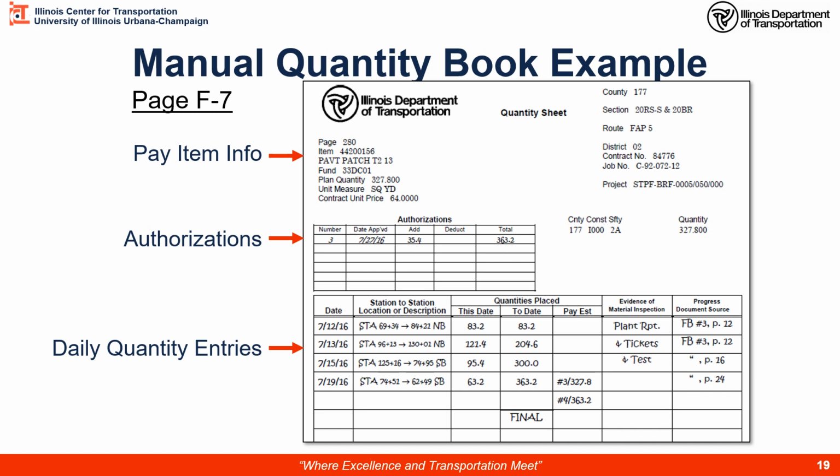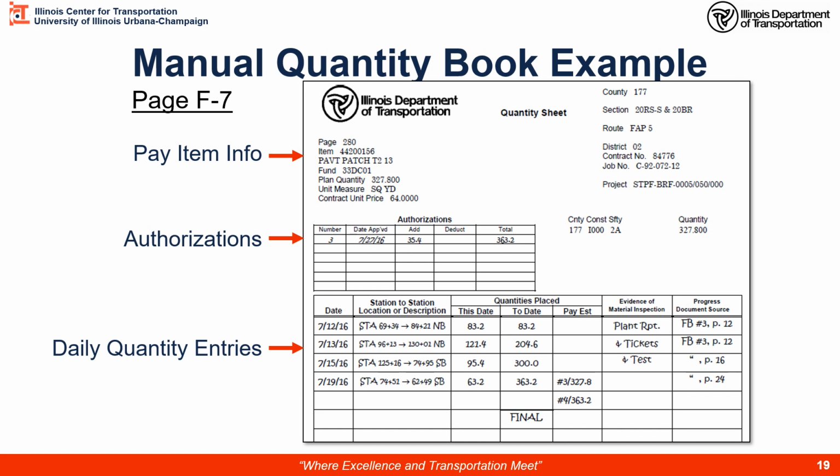Up top, we've got our pay item information with our item number, description. Interestingly, this pay item description ends in a number. Do you remember what it means if a pay item description ends in a number? That means this pavement patch is expected to be 13 inches thick.